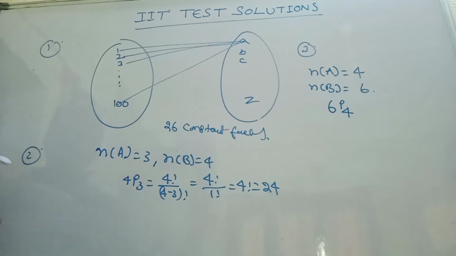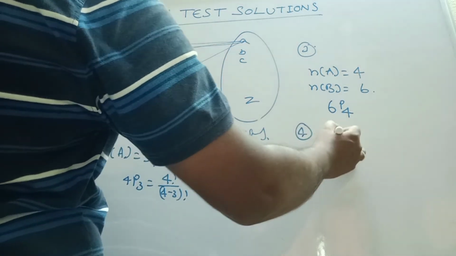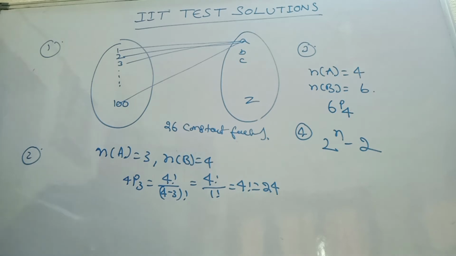Now, regarding the fourth question, if n is greater than or equal to 2, then the number of surjections, meaning number of onto functions, that can be defined from 1, 2, 3, and so on up to n. The domain has n elements and the codomain has 2 elements. We already gave that formula. That formula is nothing but 2 power n minus 2, when the codomain has only 2 elements. Right, my dear students?